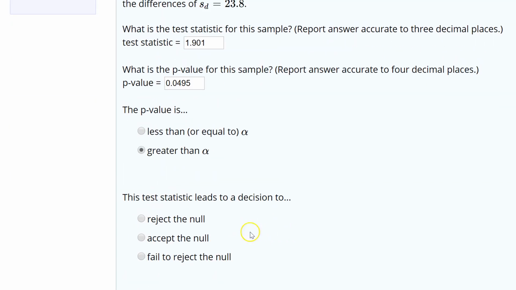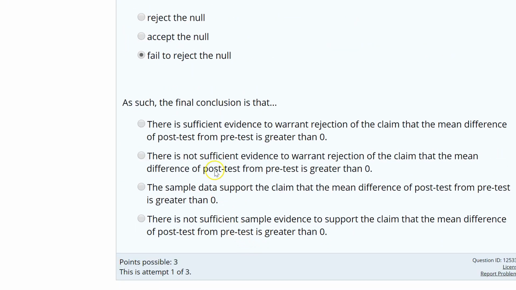And again, a larger p-value means we're going to fail to reject the null hypothesis. And what does this mean? We're failing to reject it because there's not enough evidence to reject it. So we find that there is not sufficient evidence to support the claim that the mean difference is greater than 0. So we don't have enough evidence to reject the null, which is that they're the same, and that means there's also not enough evidence to show the alternative that the post-test is greater than the pre-test.